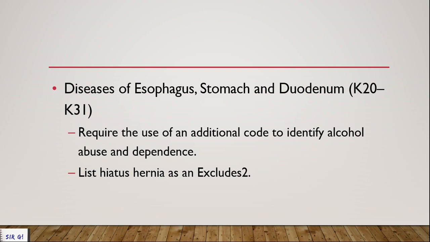You have diseases of the esophagus, stomach, and duodenum. Those are commonly termed the upper GI, upper gastrointestinal. They require an additional code to identify alcohol abuse and dependence most of the time, because the common condition that we may encounter in the esophagus, stomach, and duodenum is ulceration. Remember, for example, the patient is alcoholic, right? The common condition that we may encounter is peptic ulcers, or esophageal ulcer, duodenal ulcer, or stomach ulcer.